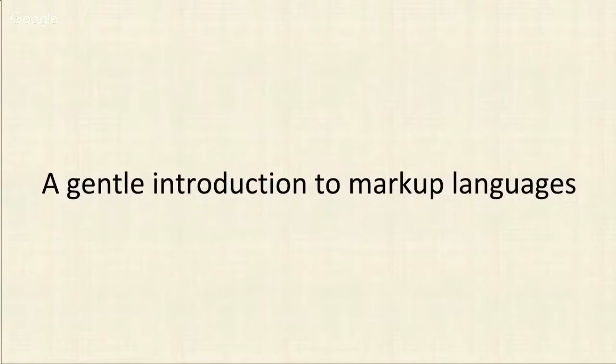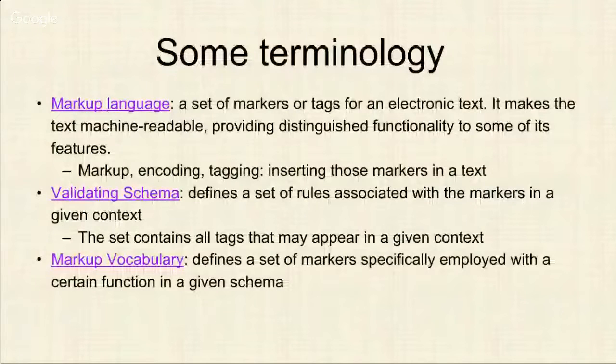So the way you can create a digital edition or digital publication of a text is essentially applying a markup language to it. What is a markup language? In general, a markup language is a set of markers, also named tags, that are used for an electronic text. And it essentially makes the text machine readable. It provides a functionality to some of its features that can be either semantic features or structural features. And the action of inserting those markers in the text is called markup or encoding, or less formally, tagging.